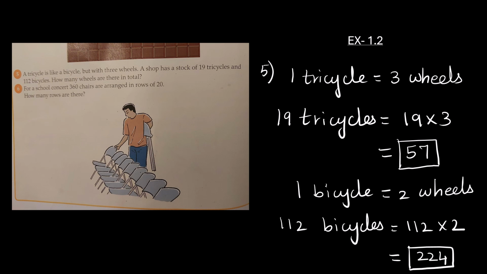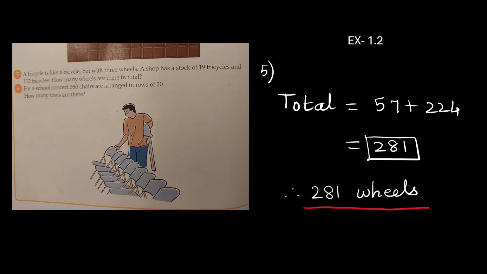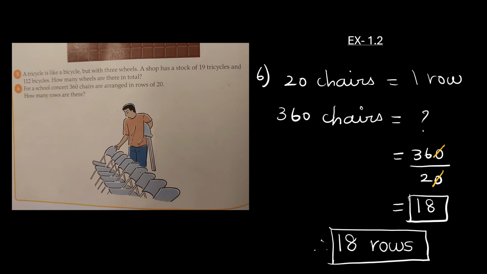Now, each bicycle contains 2 wheels. Therefore, 112 bicycles equals 112 into 2, which is equal to 224 wheels. Let's find the total now. Total equals 57 plus 224, which is equal to 281. So how many wheels are there in total? That is 281 wheels.